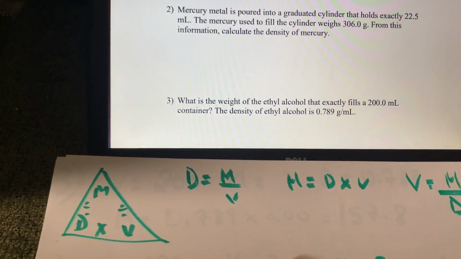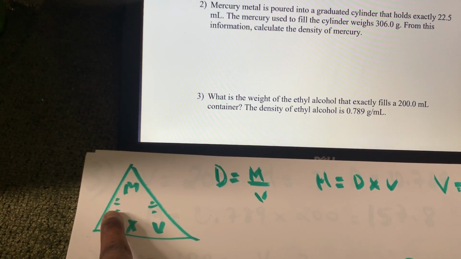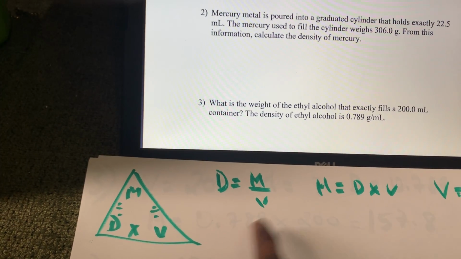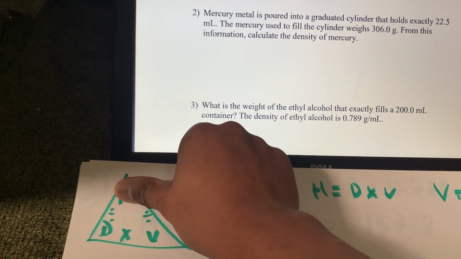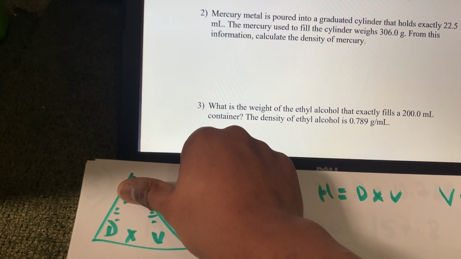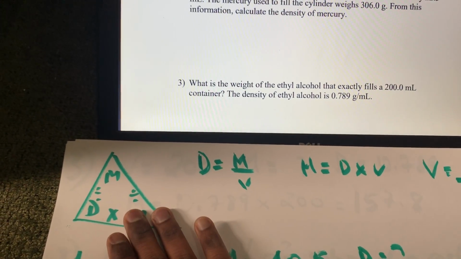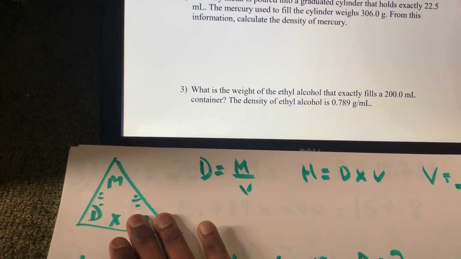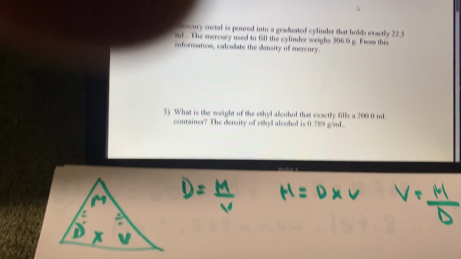When you're looking for density, you put your hand on density and you find that you have mass over volume. Now if you're looking for mass, you put your hand on mass and then you have density times volume. If you're looking for volume, you put your hand on volume and then you have mass over volume. Those are the formulas. We are going to use them to solve the 10 questions.